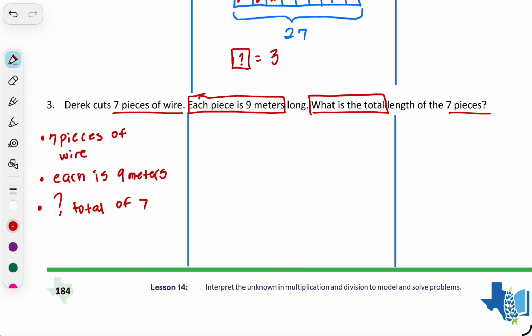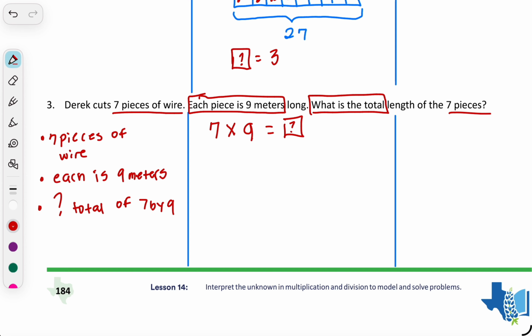of 7 by 9. So now that you know we're looking for a total, this can help you figure out your equation. So in this case, since we are looking for a total, we're going to be multiplying, okay? So I'm going to set my multiplication equation up as 7 times 9 equals the unknown, which is the question mark, okay? And I put that in a box to represent the unknown as well.